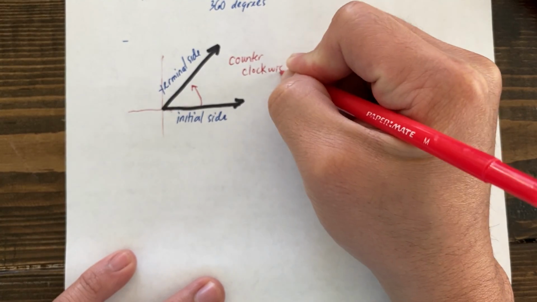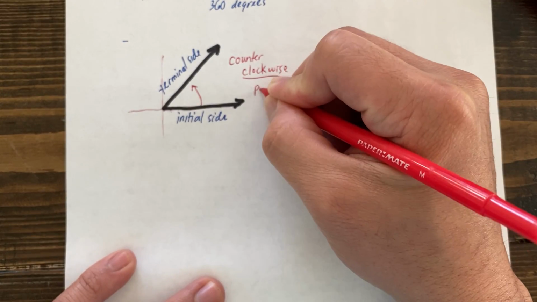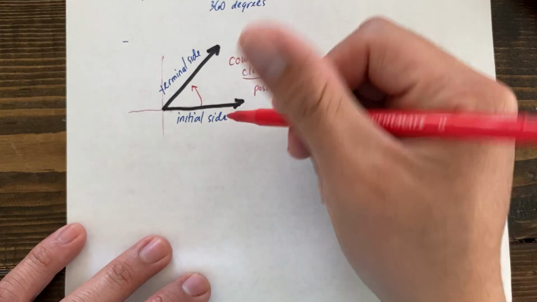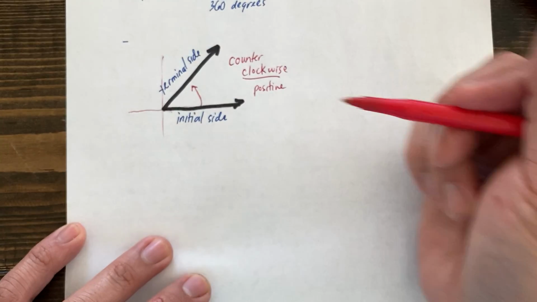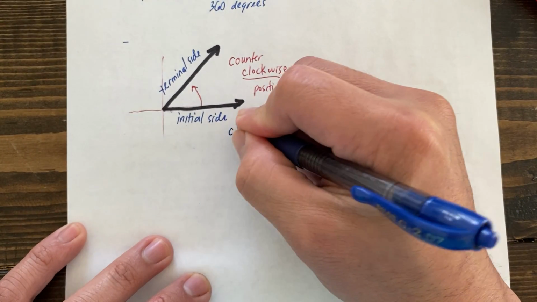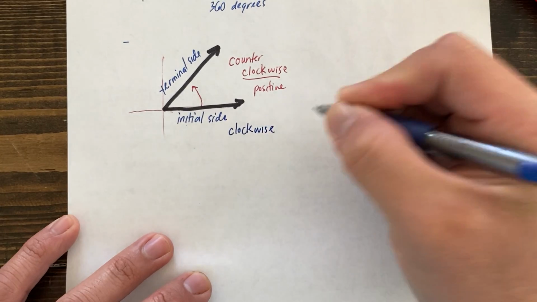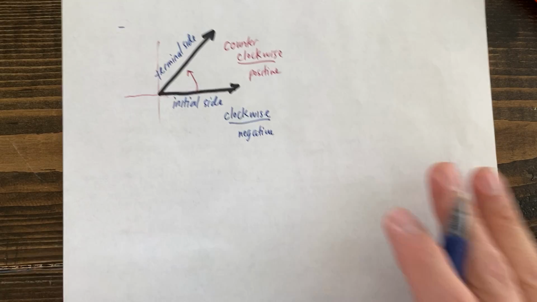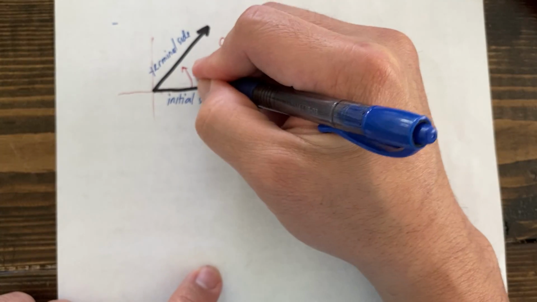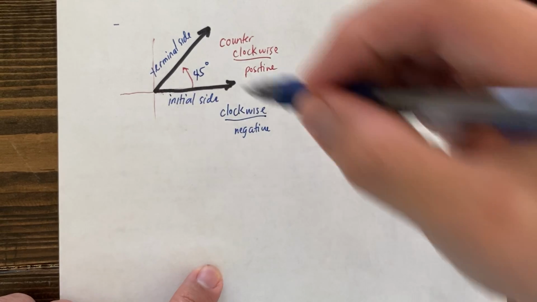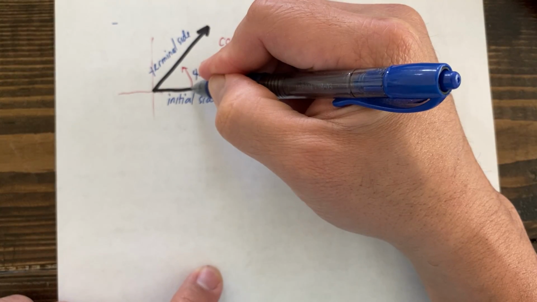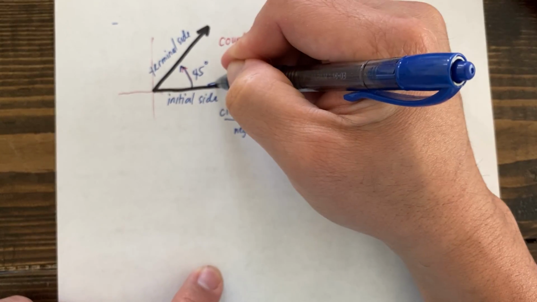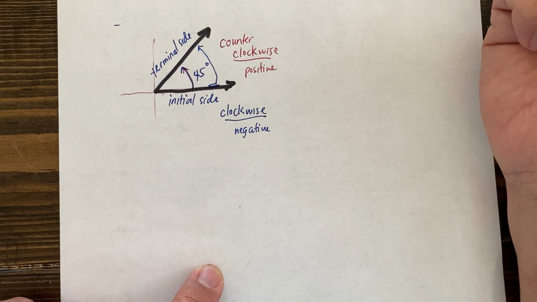When it moves counterclockwise, it's going to be a positive measurement or positive angle. When you go clockwise, then it becomes negative. For example, let's say this is 45 degrees. That means the terminal side, from here to there, measures 45 degrees.